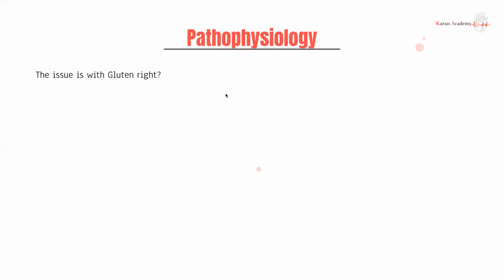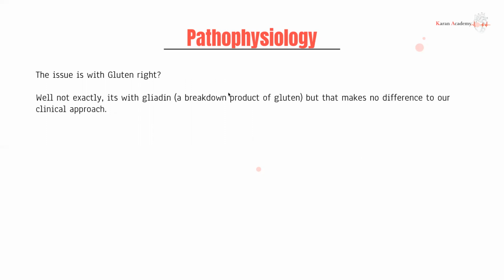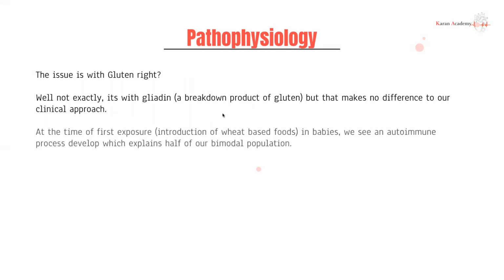So the issue is with gluten, or we say it's to gluten, but it's actually not. It's actually to gliadin, which is a breakdown product of gluten. So technically, yes, it's to gluten, but yes and no. It doesn't make any difference to how we would approach this. So at the time of first exposure, so this is when you're a kid who's being introduced to solid foods, we see an autoimmune process develop, which kind of explains the first half of our bimodal population, right? Because this is when we first introduce gluten to their diet.